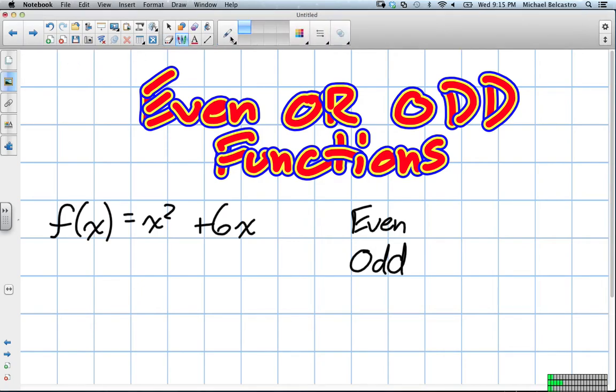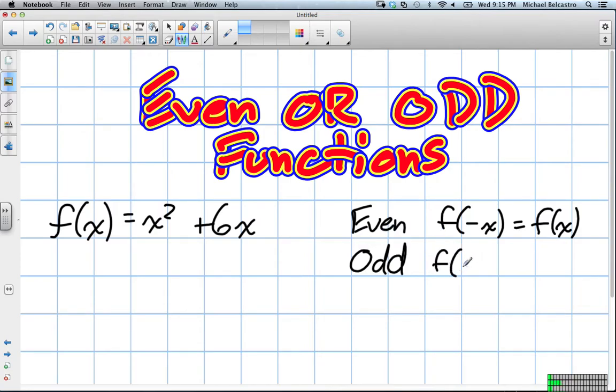Okay, so we're going to go through even and odd functions. An even or odd function is when you take a function, which in this case is f of x, and change the x to a negative term. When we equate it all, if it equals the original f of x, it's an even function.